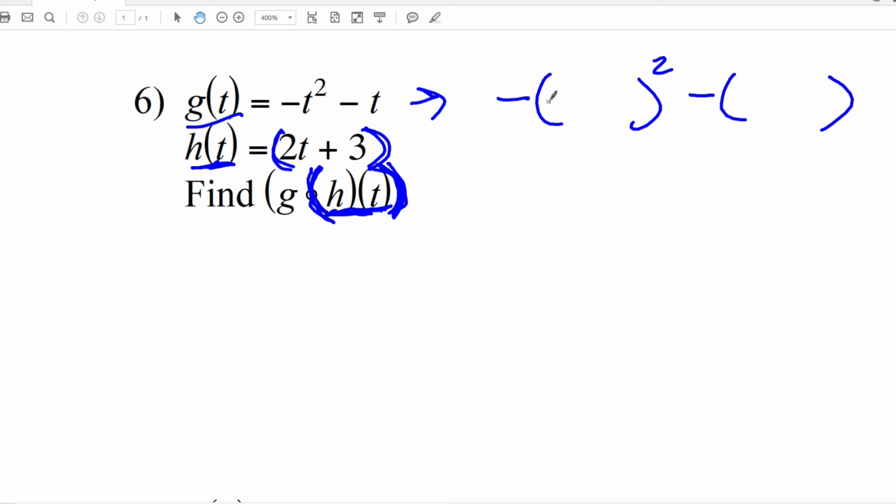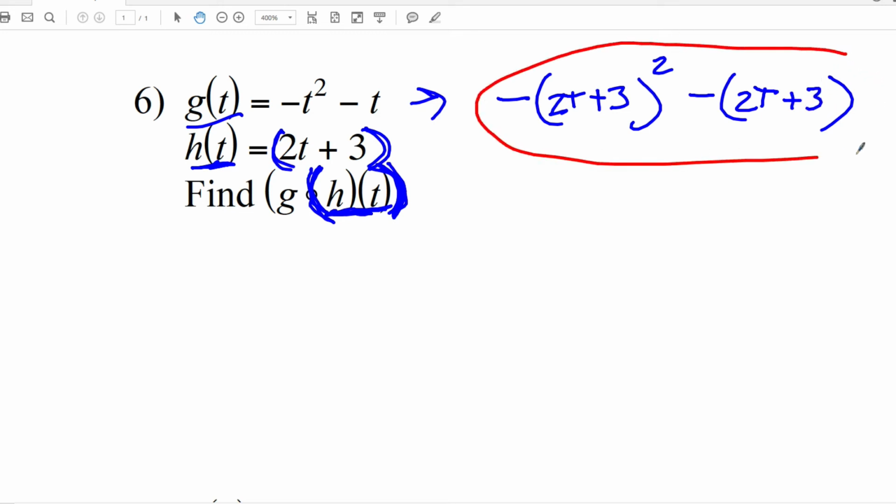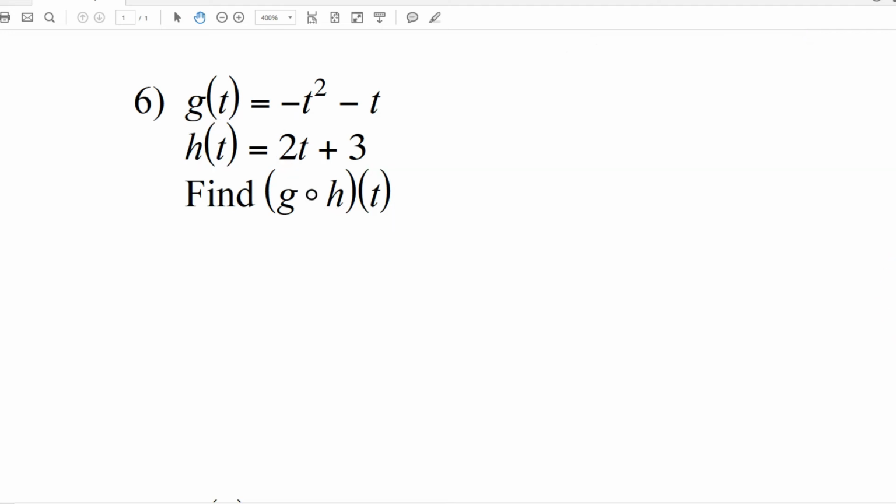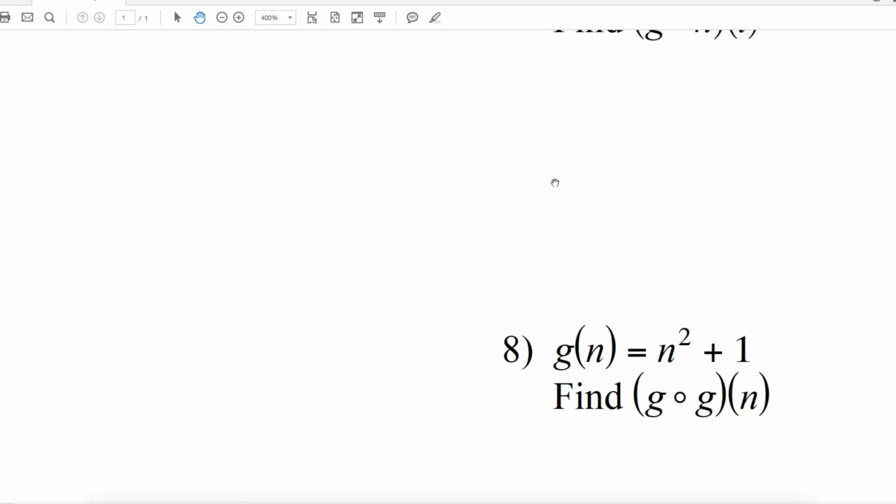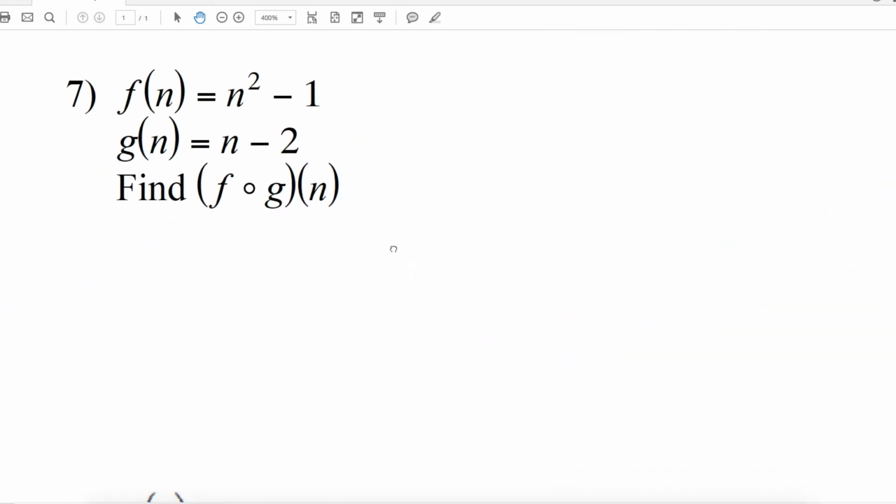And so I plug that in. 2t plus 3. Okay. Now for my class, that's good enough. I'll accept that right there so I can see that you knew where to plug it in. Okay, next one.